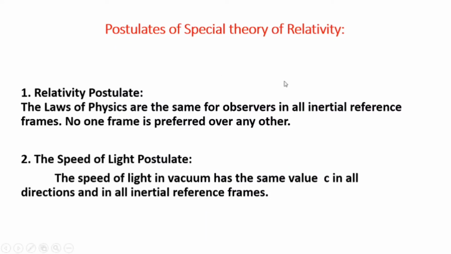Now there are two postulates of the special theory of relativity. First, the relativity postulate: the laws of physics are the same for observers in all inertial reference frames. Second, the speed of light postulate: the speed of light in vacuum has the same value c in all directions and in all inertial reference frames.